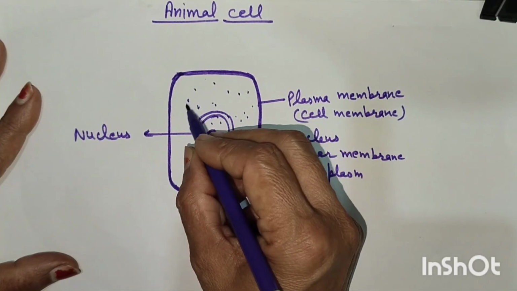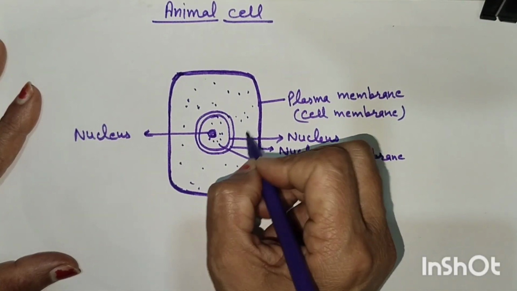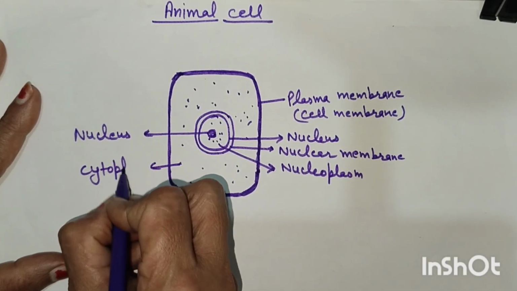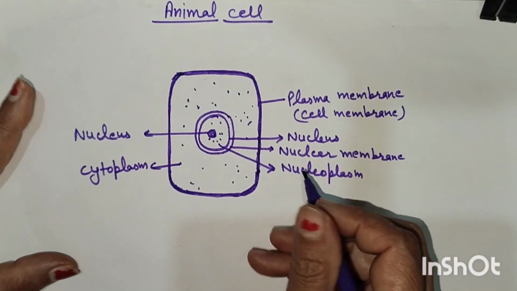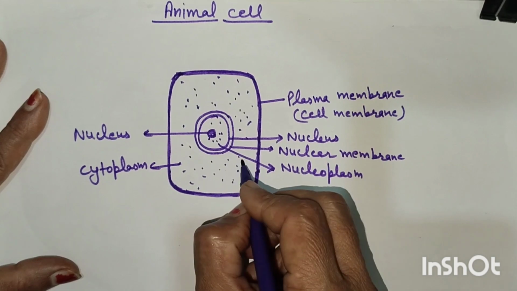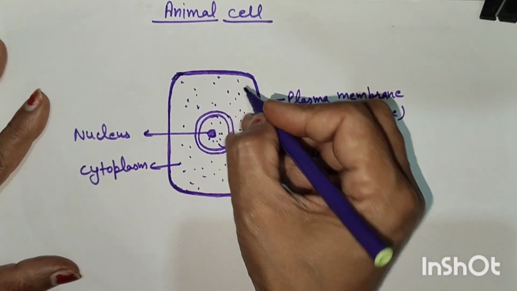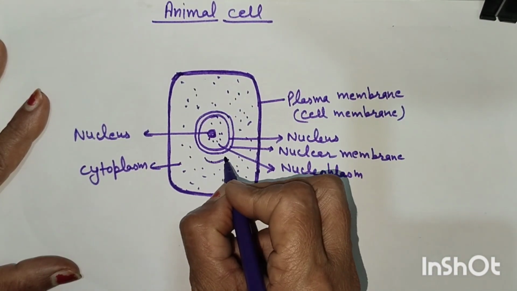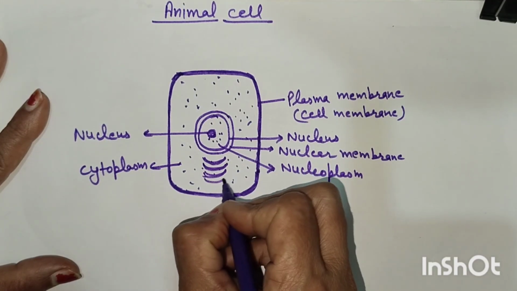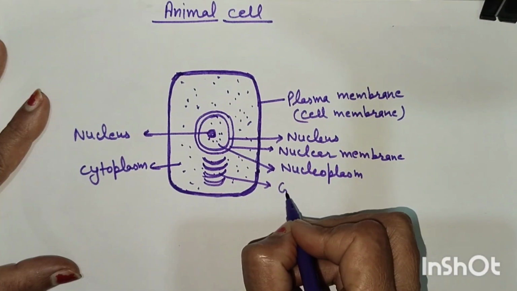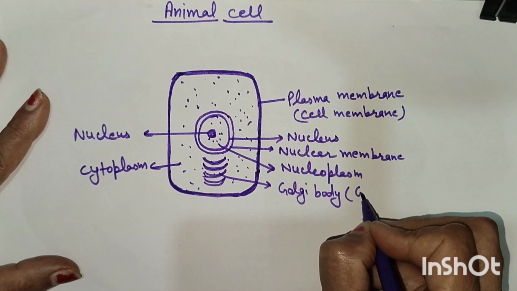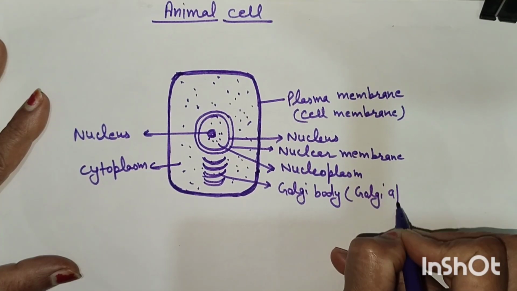Between nucleus and plasma membrane there is a liquid that is called cytoplasm. In the cytoplasm there are a large number of organelles. First is Golgi body or Golgi apparatus.